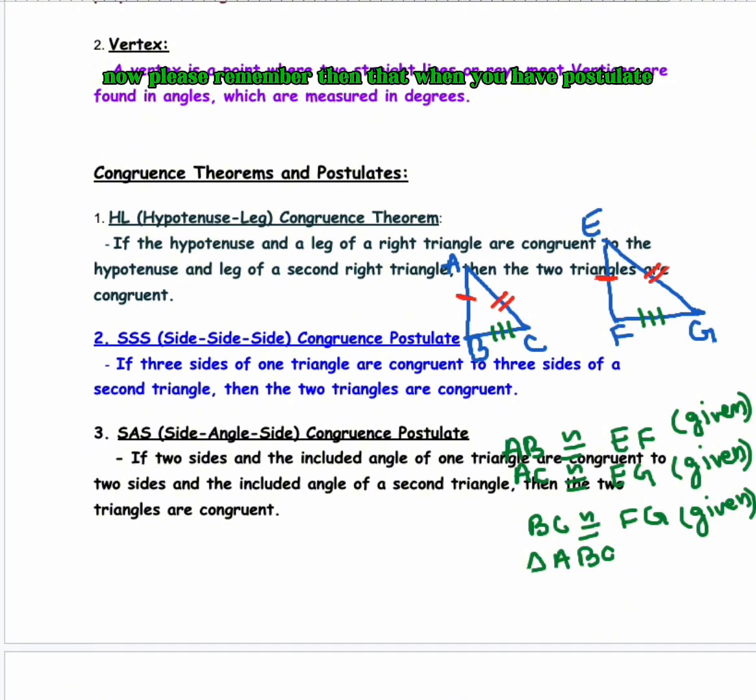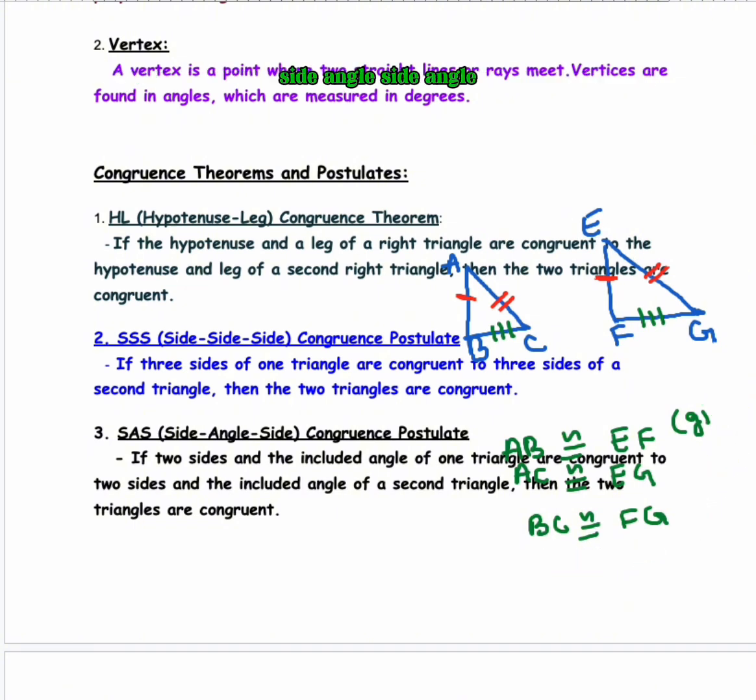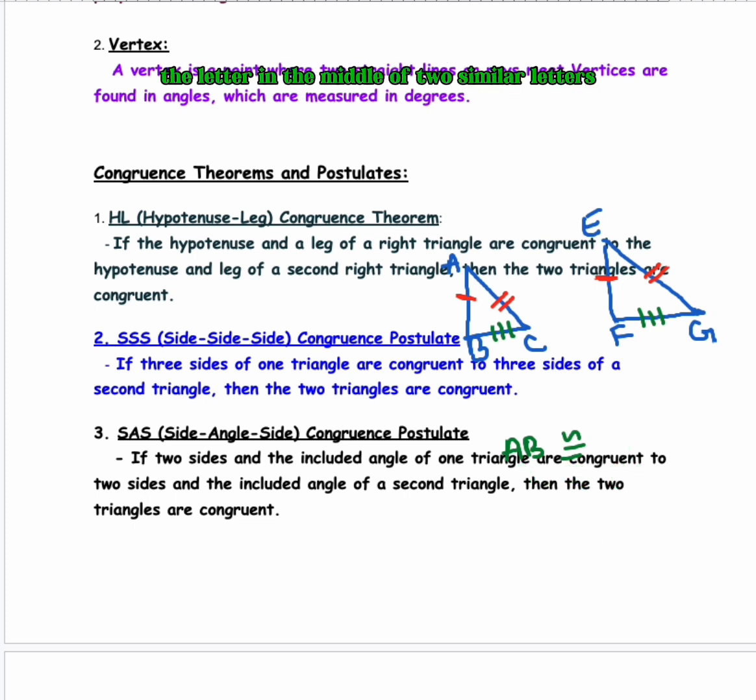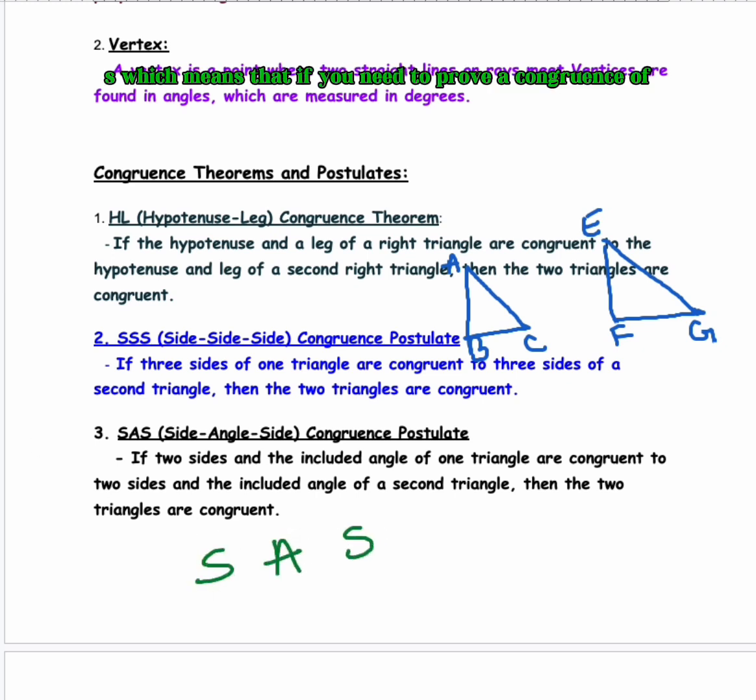Now, please remember that when you have postulates like side, angle, side, the letter in the middle of two similar letters means a lot. There's a lot of information hidden. What is that information? So we are working on SAS, which means that if you need to prove a congruence of two triangles, let's stick with the triangle ABC and EFG, by SAS, then the angle between two corresponding sides should also be the same.